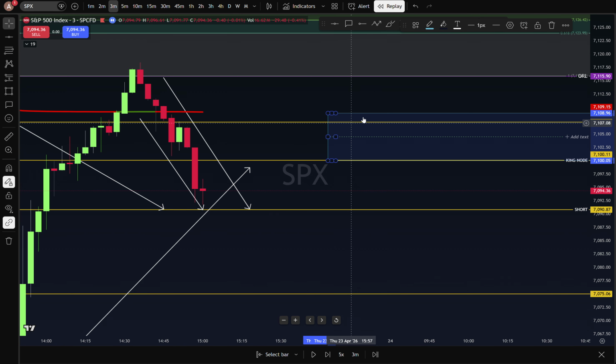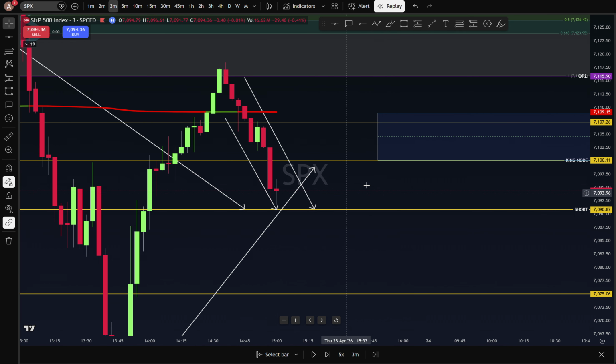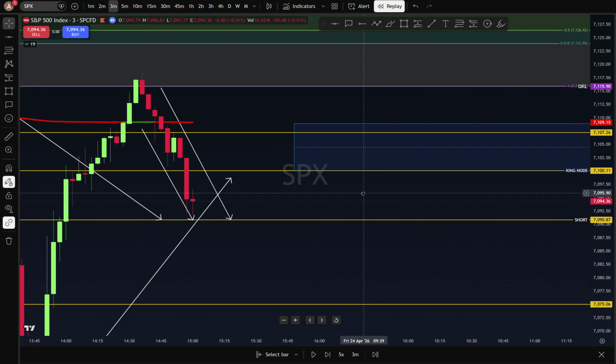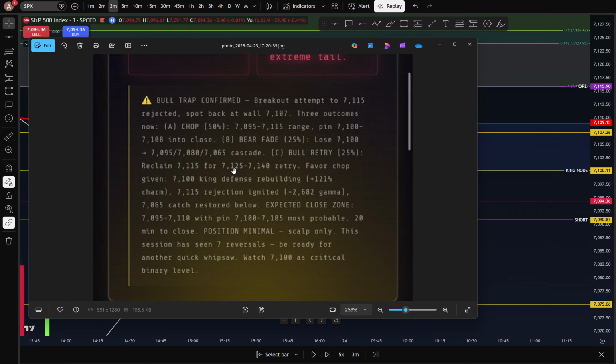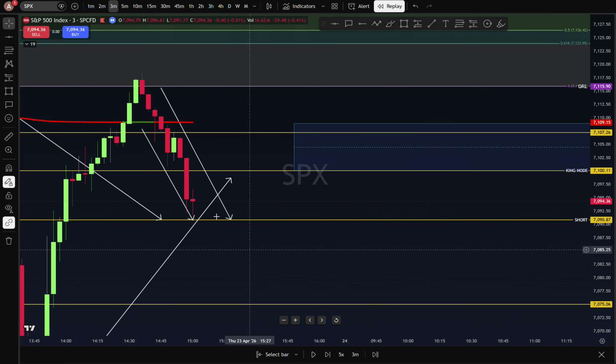So this range is going to close under this. Inside this box is going to close. I just marked this box. This is another setup where I always play last minute, and I'm going to explain why. When you get a setup like this, it tells you where it's going to close. Now you use your brain.